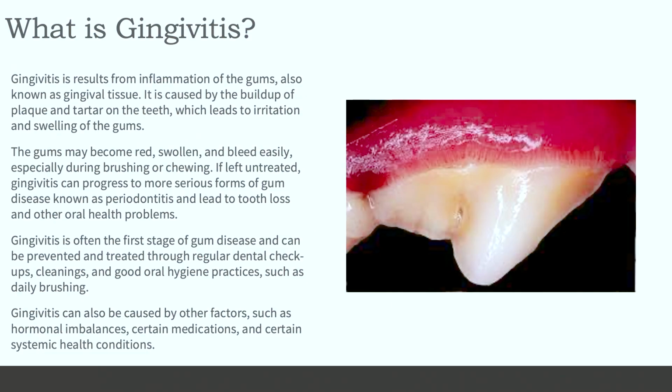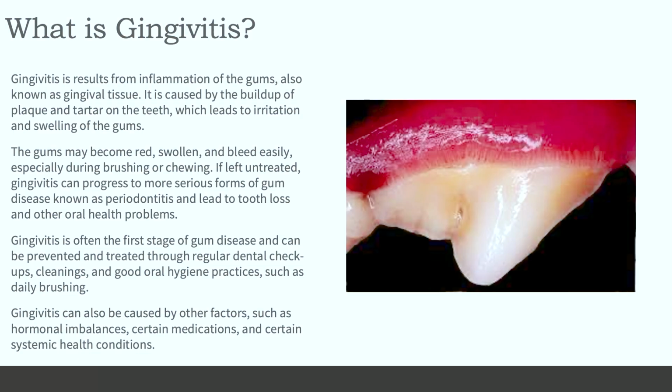What is gingivitis? So gingivitis results from inflammation of the gum, also known as the gingival tissue. It is caused by the buildup of plaque and tartar on the teeth, which leads to irritation and swelling of the gums. The gums may become red, swollen, and bleed easily, especially during brushing or chewing. If left untreated, gingivitis can progress to more serious forms of gum disease known as periodontitis and lead to tooth loss and other oral health problems.